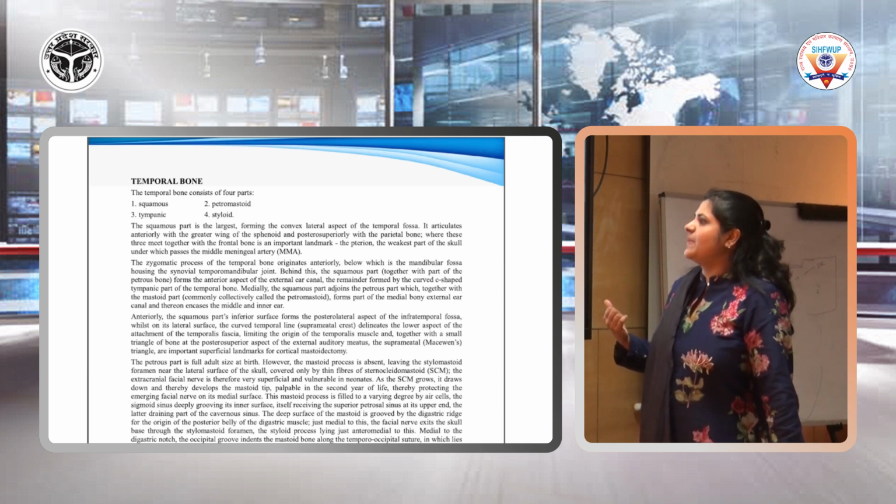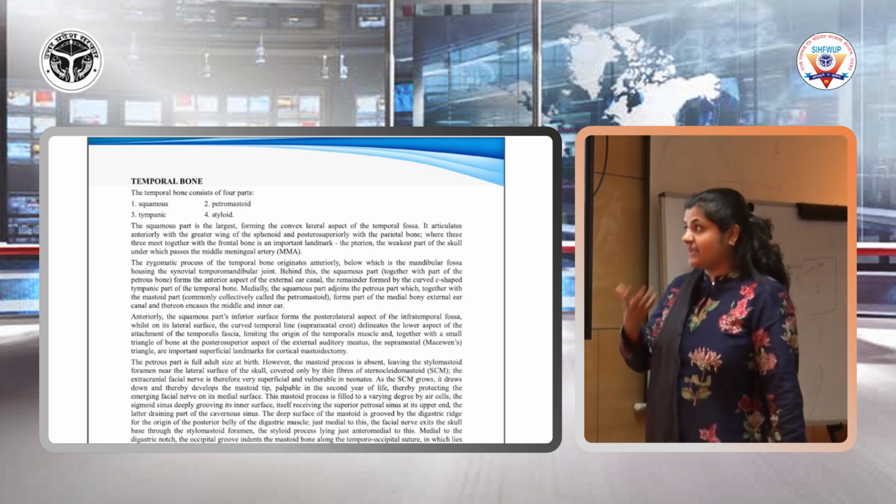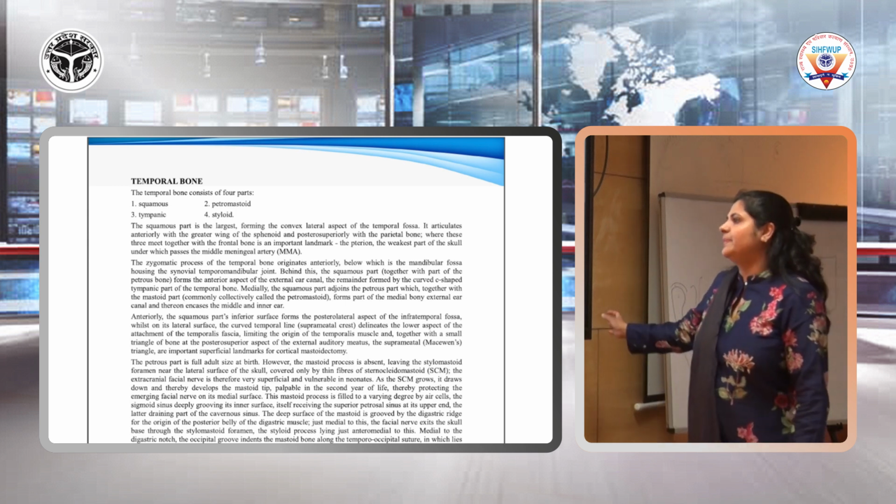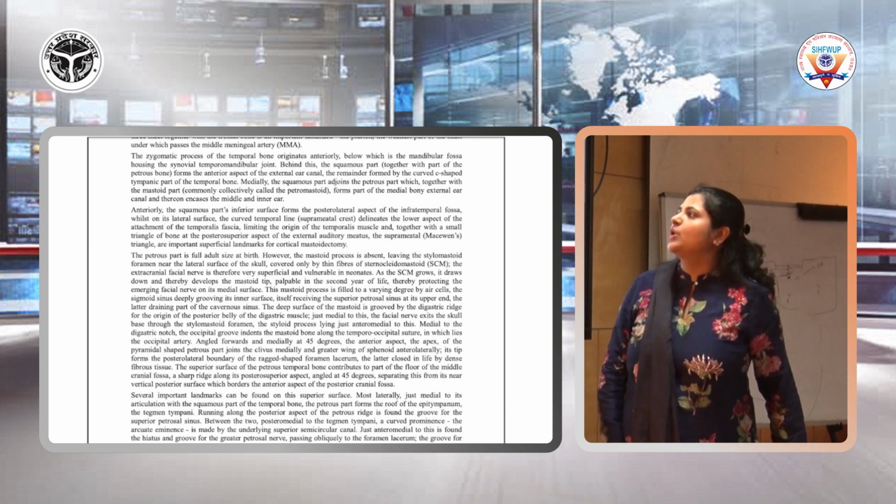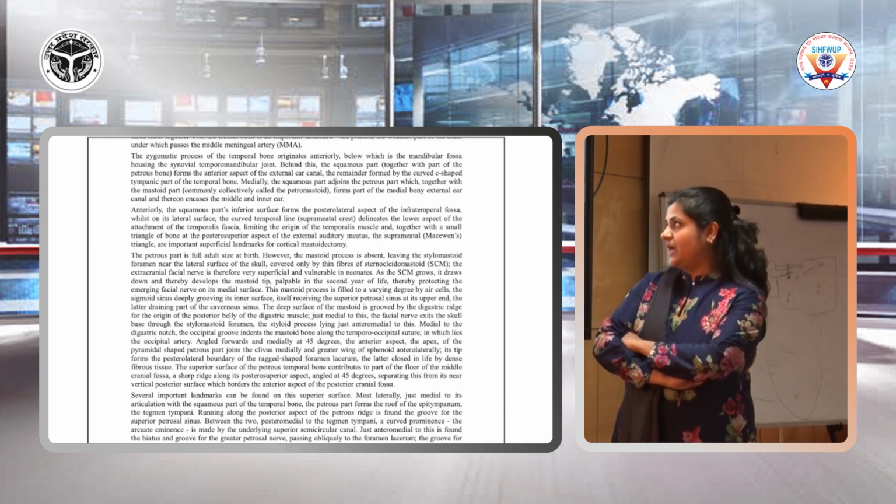Behind this, the squamous part forms the anterior part of the external ear canal. Medially, the squamous part joins the petrous part together with the mastoid part. It is collectively called the petromastoid part. The petrous part of the temporal bone is full adult size at birth.